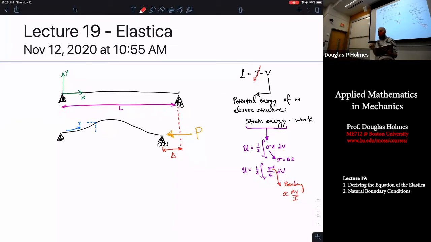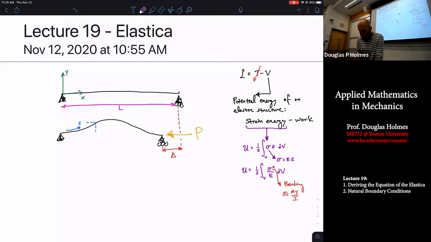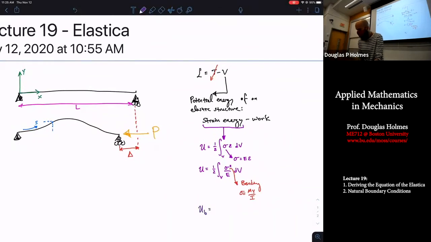And so I'll come back to that. But for right now, we're going to say, okay, we'll use sigma is equal to My over I. And so we'll say we're really just dealing with the bending strain energy. Let me give myself a little more room here. Okay, so the bending strain energy is now, we're going to substitute in for sigma.